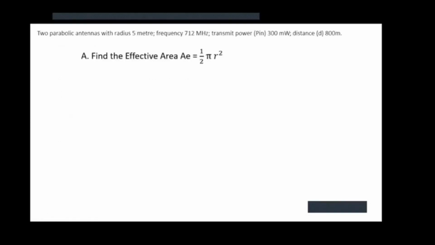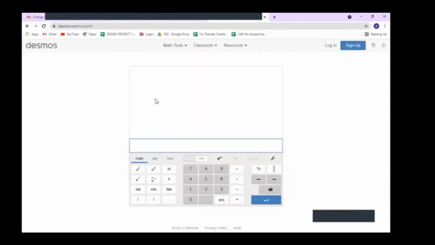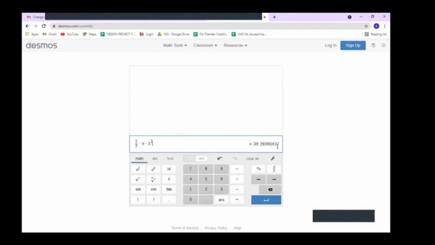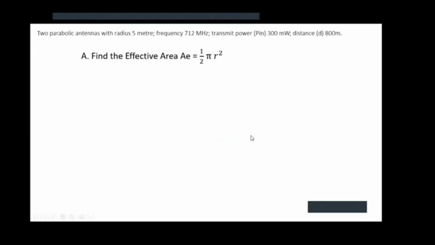So these are the givens. Let us first find the effective area. So 1/2 times pi r squared. Our radius is 5 meters, so that is 5 squared. Can you see my online calculator? I hope you see it. Therefore, our effective area is 39.2699.